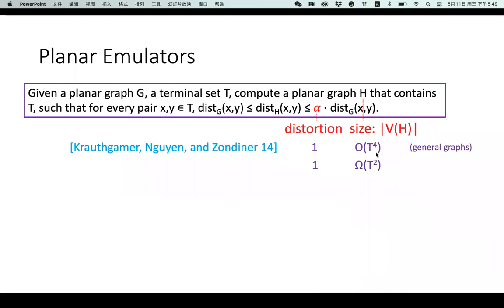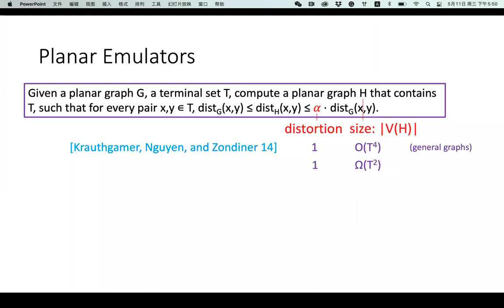So they provide an upper bound of t to the 4, where t is the set of terminals, and using the notation, we also use t to denote the size of the terminal set. So it is the size of the terminal set to the 4th. And this upper bound also holds for general graphs. So for every graph, there is an emulator of this size that exactly preserves the distances. In the same paper, they provide a lower bound of t squared, and this even holds for planar graphs.